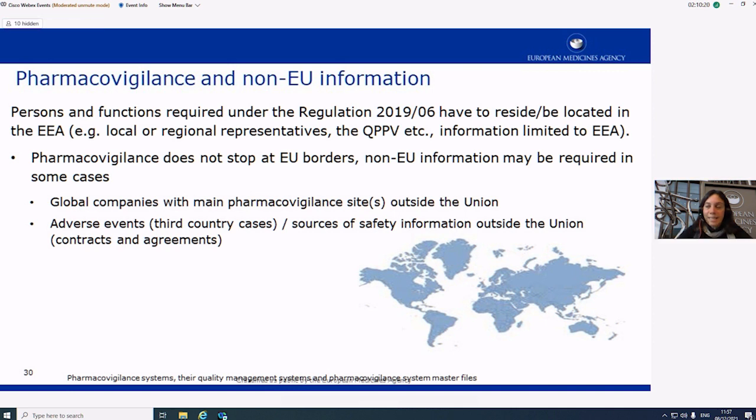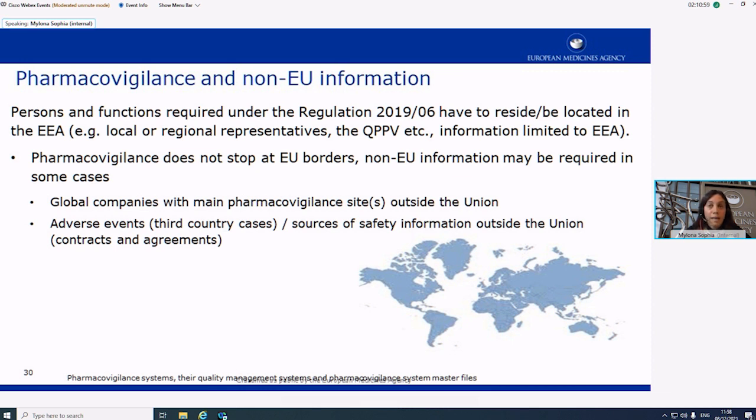Now, this slide I just put here to highlight some points on non-EU information. Of course, all the requirements we are talking about are EU requirements, and there are specific requirements for persons and functions to be located in the EEA. And the PSMF is an EU requirement. However, you have to remember that pharmacovigilance does not necessarily stop at the EU borders. You may have to include non-EU information in the PSMF.